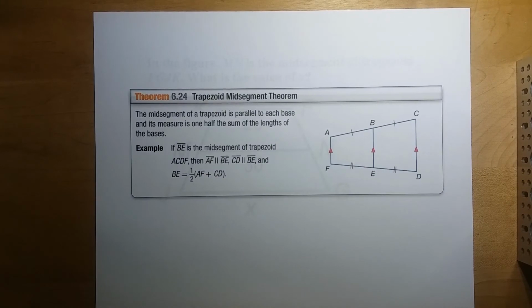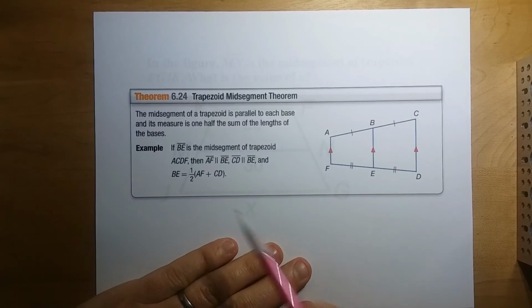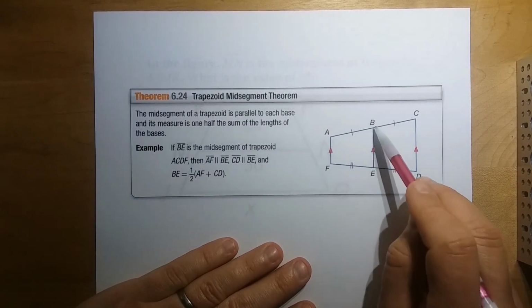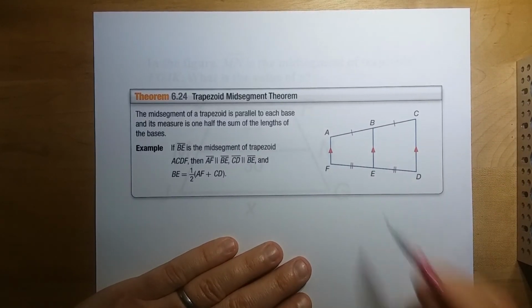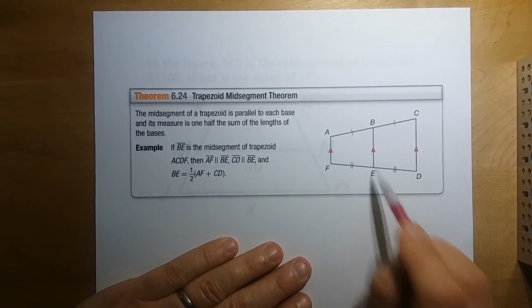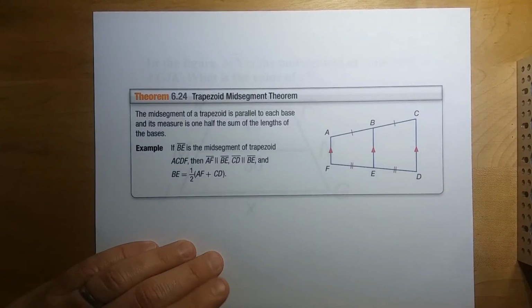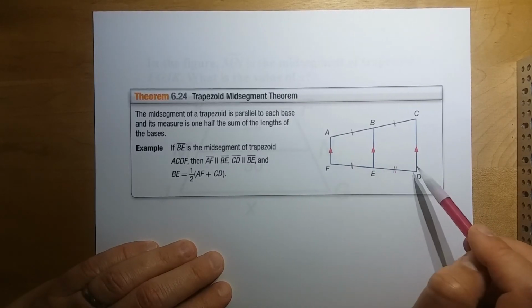Next idea we have to look at for trapezoids is called the midsegment theorem. The midsegment of a trapezoid is parallel to each base, and its measure is 1/2 the sum of the lengths of the bases. And this is because the midsegment is located exactly halfway in between the bases. You'll notice it's marked. Point B is on the midpoint of AC, and point E is on the midpoint of FD. So it should make sense that this midsegment is going to be the average of the 2 bases.